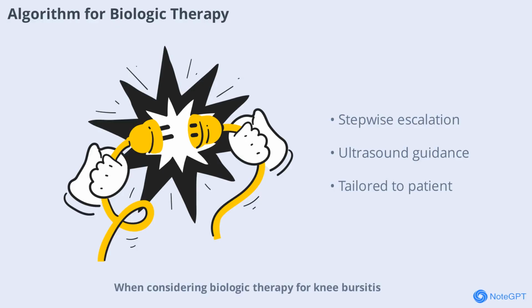Considering biologic therapy for knee bursitis, follow a practical algorithm. Start with conservative care, escalate to corticosteroid injections if needed, and reserve biologics like PRP or PRP plus HA for chronic, refractory, or steroid-contraindicated cases. Use ultrasound guidance for precision, and tailor therapy to the specific bursa and patient context. This approach maximizes benefits while minimizing risks and costs.